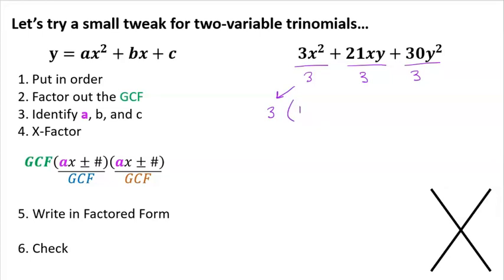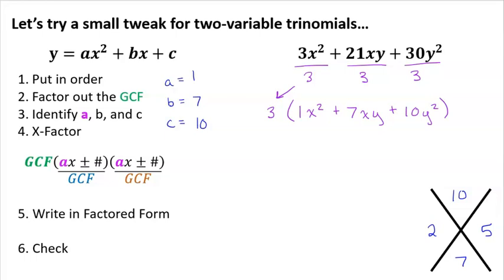3 divided by 3 is 1, and if you need to put your 1 there just to help you remind yourself of what a, b, and c is, then do that. Then we've got x squared plus 7xy plus 10y squared. And then we're going to do our a, b, and c just like we've been doing. And our a is going to be 1, b is going to be 7, and then c is going to be 10. 10 goes on the top, 7 on the bottom. This one's pretty straightforward and easy. It's going to be 2 and 5.